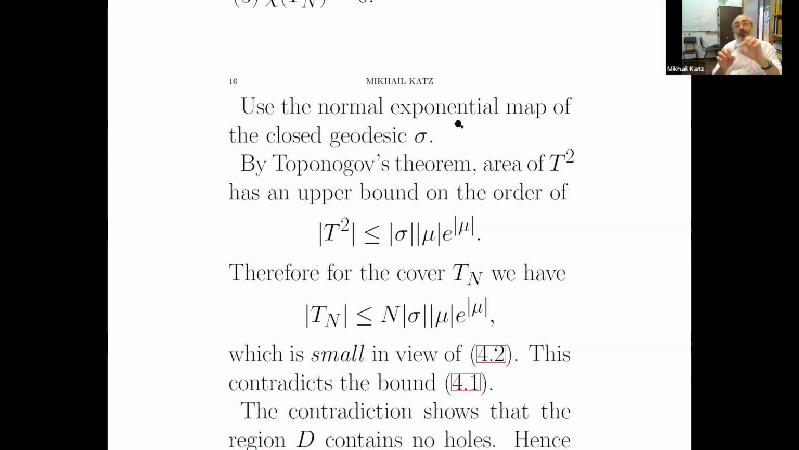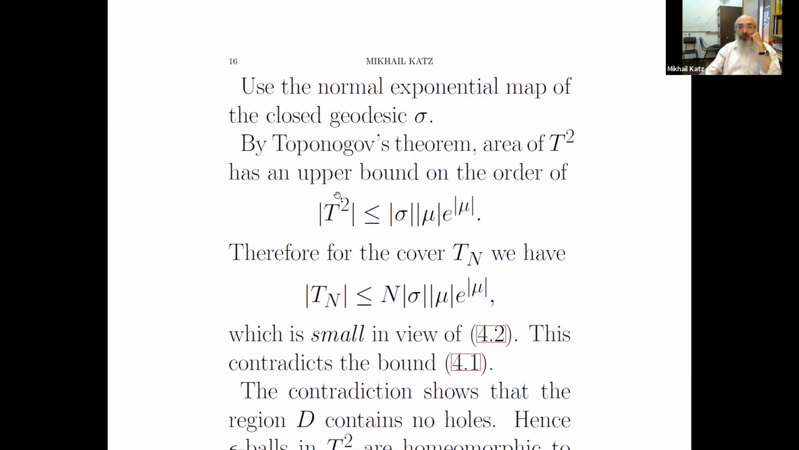So we use the closed geodesic sigma, this neck of the torus, and we use the normal exponential map. In other words, exponential map in the normal direction, and then we get an area bound by Toponogov's theorem, an area bound on the torus itself, which is sigma times nu times e to the mu, and that's because the geodesics diverge. This is just Jacobi field estimates, Rauch's theorem type of thing.